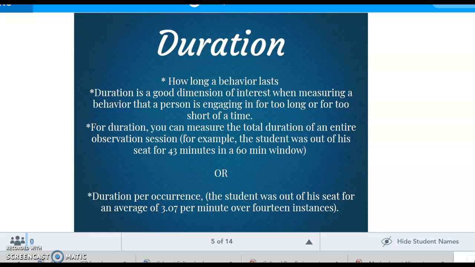For duration, you can measure the total duration of an entire observation session. So for example, the student was out of their seat for 43 minutes in a 60-minute window of time. Or duration per occurrence. The student was out of their seat for an average of 3.07 seconds per minute over 14 instances.